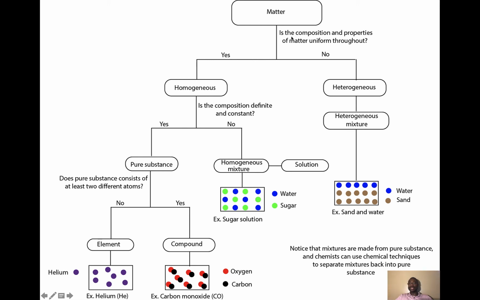Here it says, is the composition and property of matter uniform throughout? Here you don't really see constant composition, you only see uniform, which means that it's either homogeneous or heterogeneous, and then you proceed. Once you pay attention to that, it's similar to the diagram we looked at already.